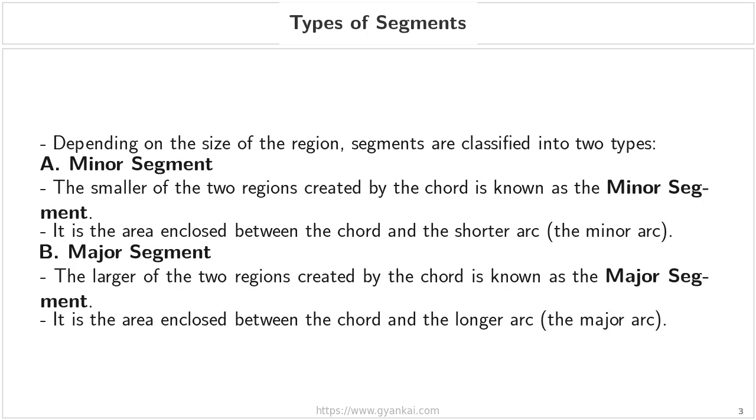On the other hand, we have the major segment. This refers to the larger of the two regions. It is the area enclosed between the chord and the longer part of the circumference, known as the major arc. So, just remember, the smaller piece is the minor segment, and the larger piece is the major segment. In the next slide, I'll clarify a very important rule regarding how these terms are used in your textbooks.